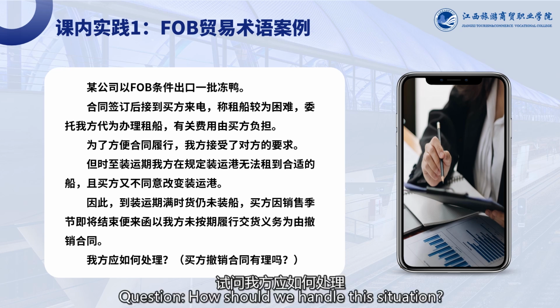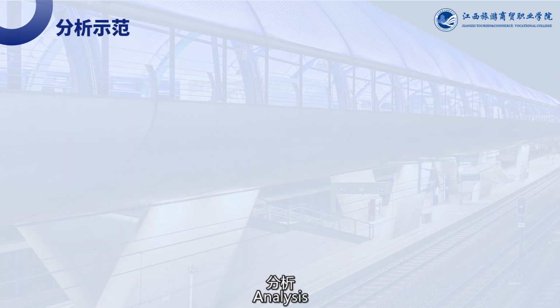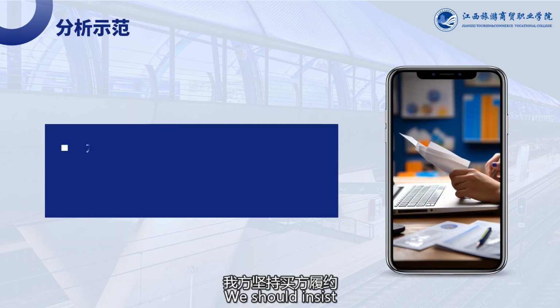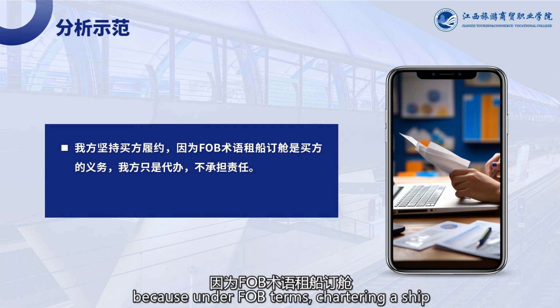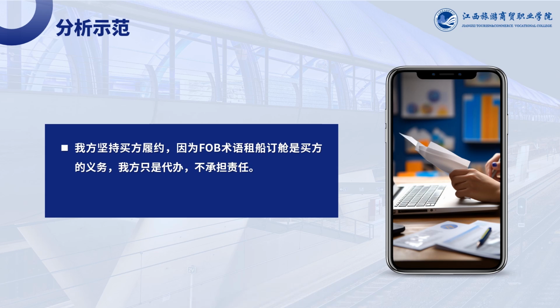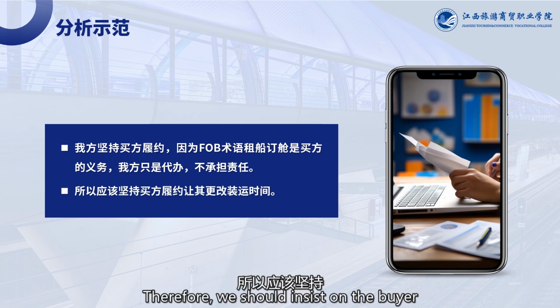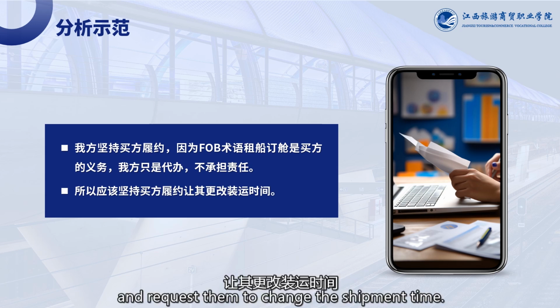Question: how should we handle this situation? Does the buyer have the right to revoke the contract? Analysis: we should insist that the buyer fulfill their obligations, because under FOB terms, chartering a ship and booking cargo space is a buyer's responsibility. We only acted as an agent and do not assume any liability. Therefore, we should insist on the buyer fulfilling their obligations and request them to change the shipment time.